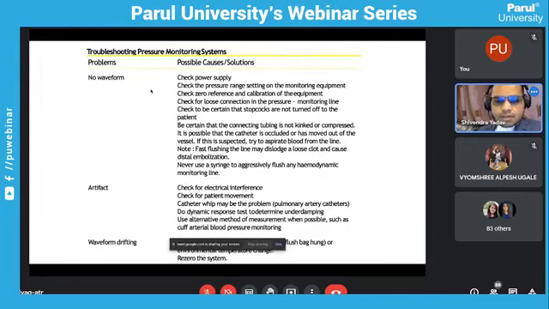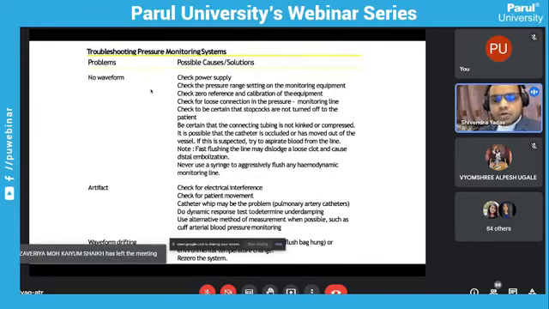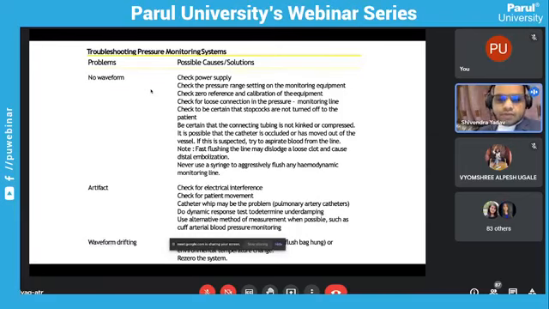Okay. Then check for patient movement. Okay. If you get an artifact, don't panic. Check if your patient moved from one place to another, because as you know, in the cath lab, patients are not fully sedated. They are awake because the procedures are done under local anesthetics. So we should make sure that the patient did not move, and if the patient moved, the artifact was because of the patient movement.